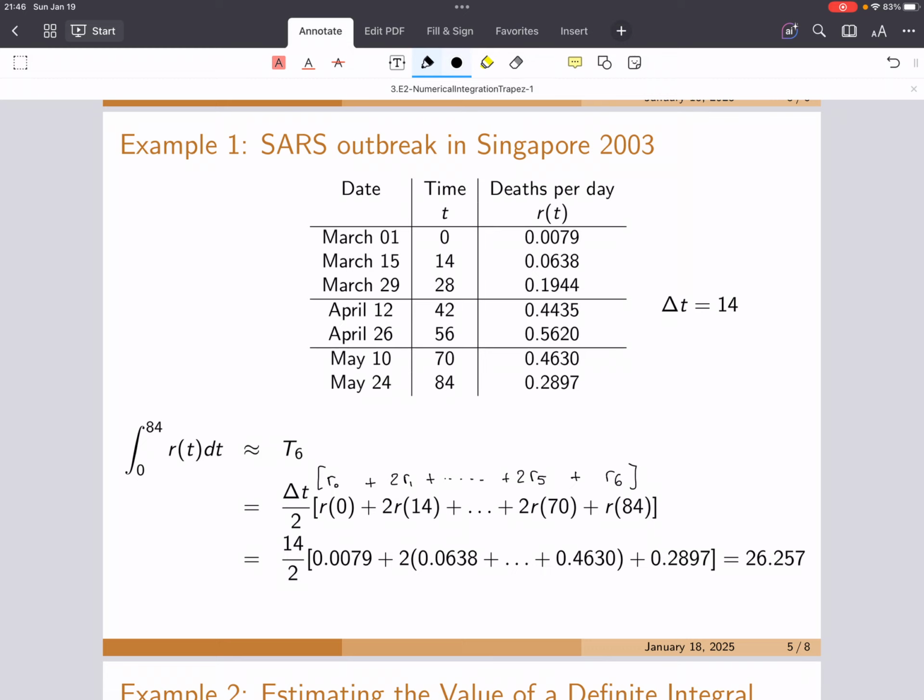Once you plug in all of the numbers and put them into the calculator, you end up with 26.257, or around 26 people died during that SARS outbreak in that 84-day period. Okay, so we've used all of the data points, which is different than when we used the left point rule and the right point rule in the previous video.